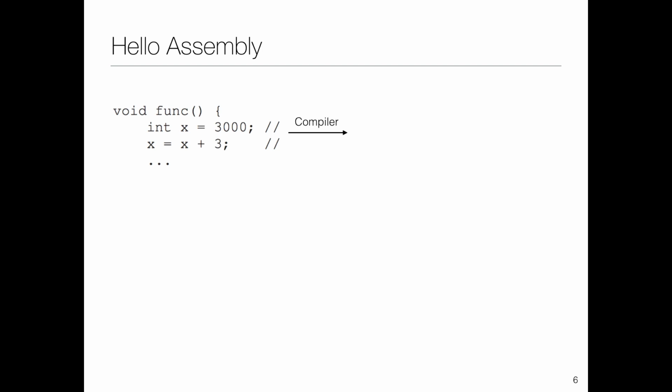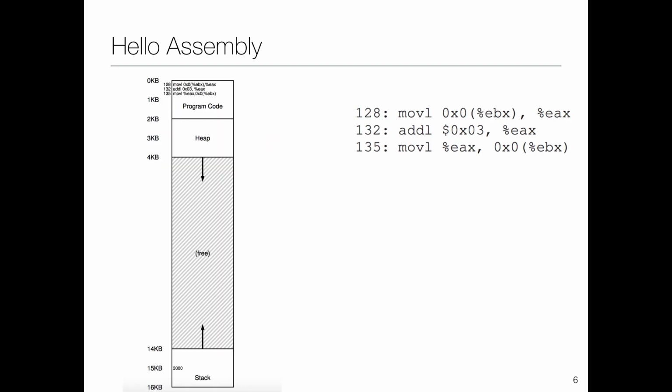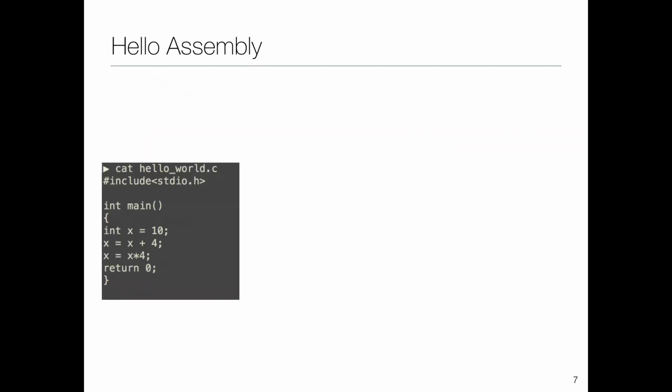So we saw this code yesterday. There is a compiler which will create this kind of assembly, and this goes into the program code. There's an address which is being read for a memory reference. But let's look at something even simpler. So here is a simple hello world program. It sets x equal to 10, increments x by 4, multiplies x by 4, returns 0.